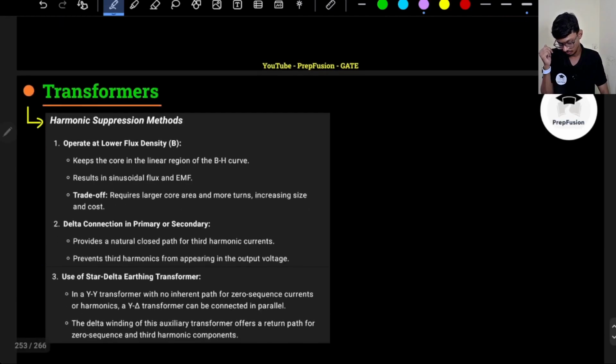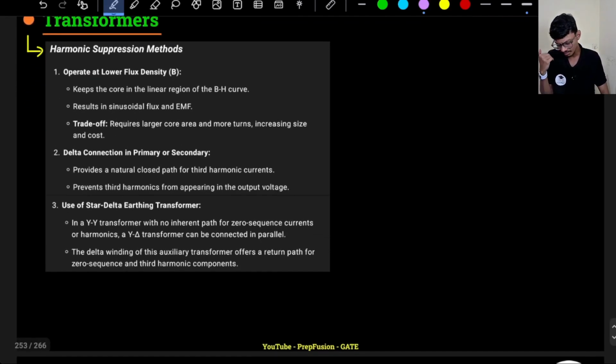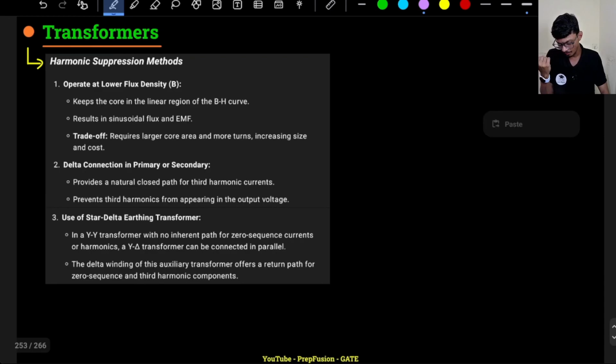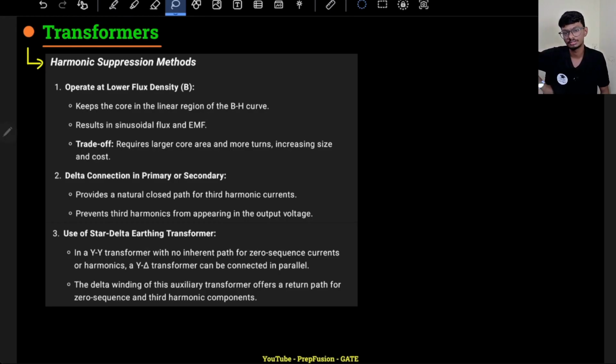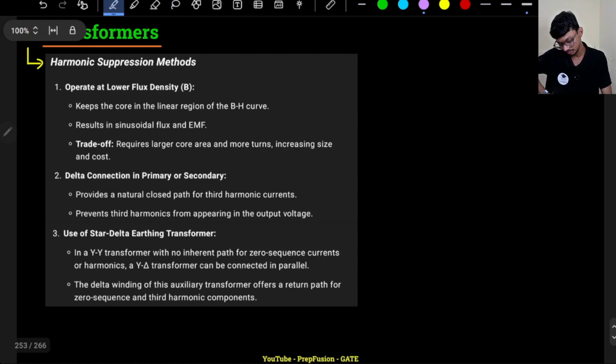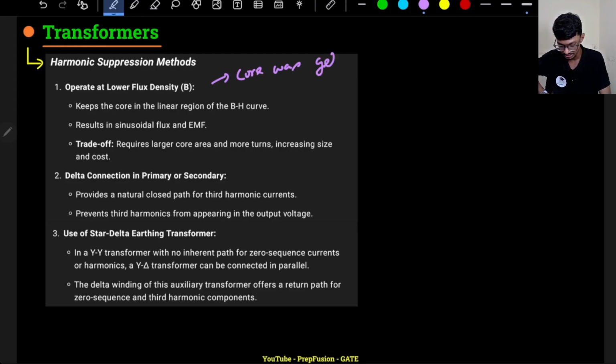Okay, so how do we suppress the harmonic? One thing would be to operate at lower flux density. If I operate at lower flux density, then the chances of harmonic will be very, very less. Why? Because the value of B_3M will be very, very less, so the core will not saturate. What was the problem of harmonic? The problem was that the core was getting saturated. Due to this only the third harmonics came, right? If you remember, at the starting, core was getting saturated.